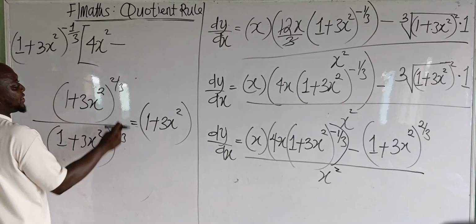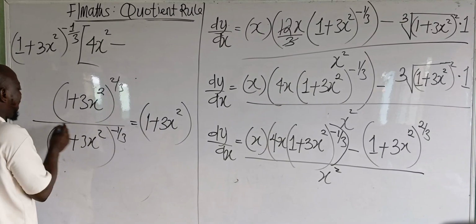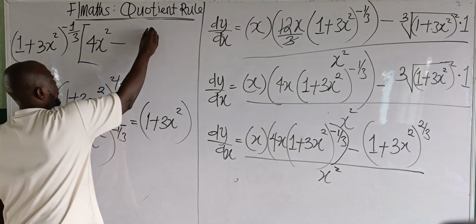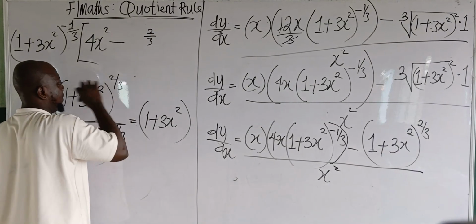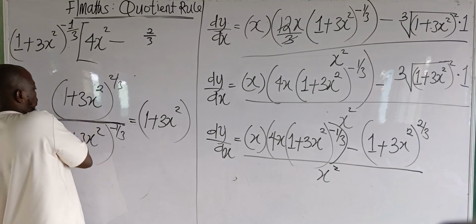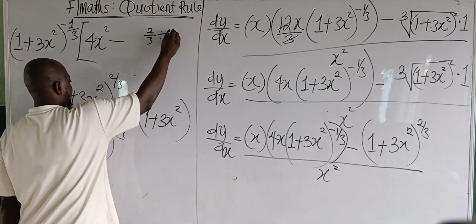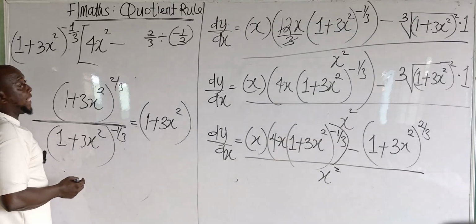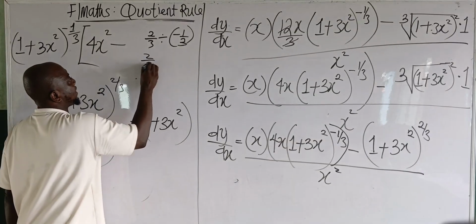Now let's solve the power somewhere. Because we are solving the power, we are going to change our divide to be minus. So let's take the first power, this power now. Then this one will be divided by this one. So I will have into bracket 1 over 3 like this. So I'll have 2 over 3 here.